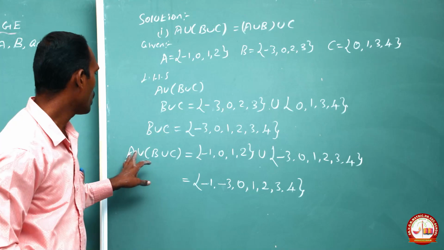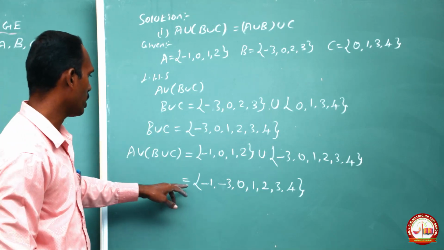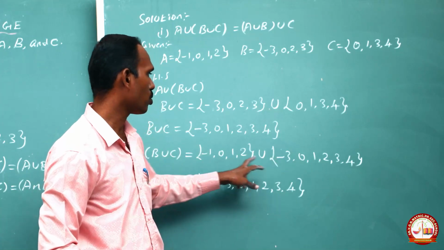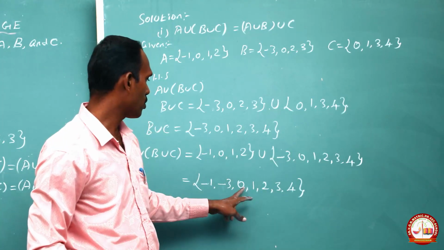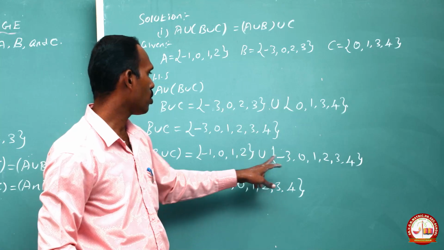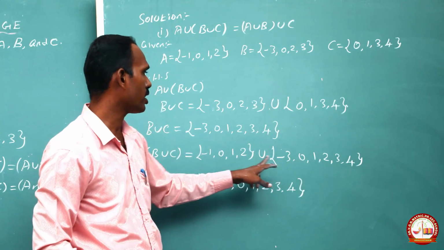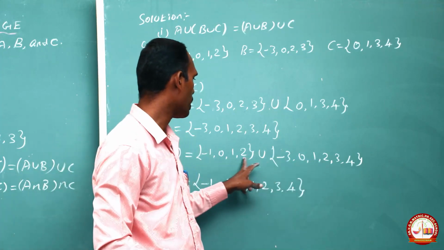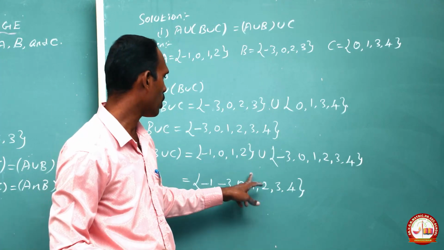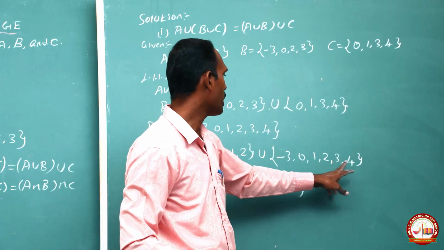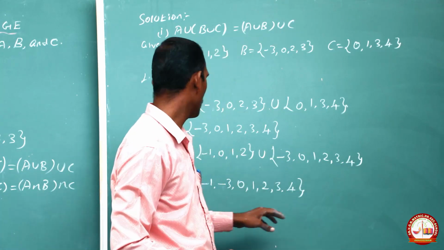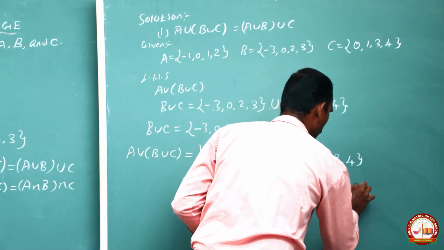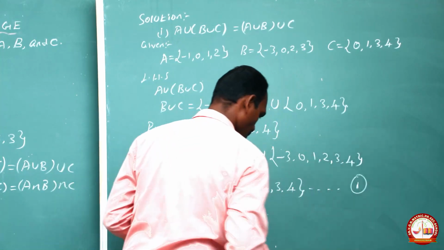Okay, so A union (B union C) equal to -1, -3, 0 is 2 times repeating, so don't write the 0 again, write only one time. 1 is also 2 times repeating, so write only one time. 2 is also 2 times repeating, so write only one time. And remaining 3 and 4, so write 3 and 4. So this is A union (B union C). This we take as the first equation.